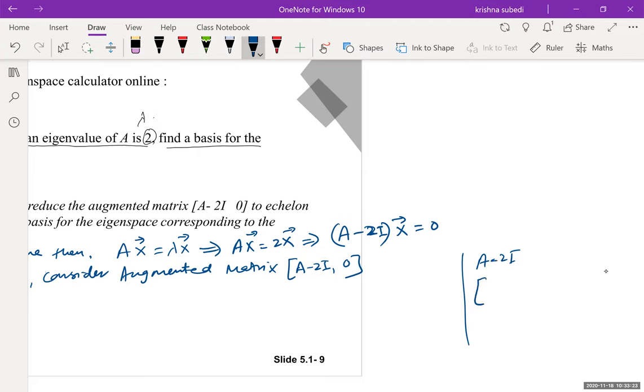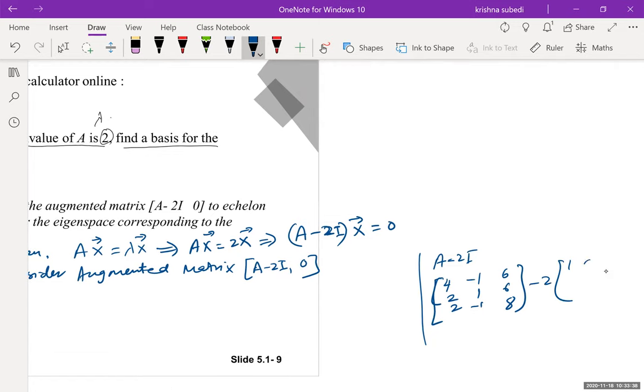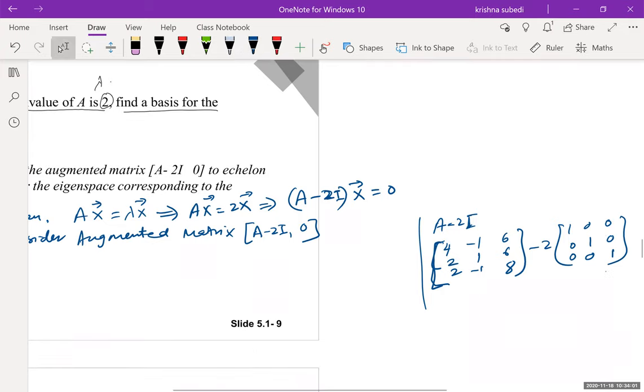A is given to be 4, 2, 2, minus 1, 1, minus 1, and 6, 6, 8, minus 2 times I, which is 1, 0, 0, 0, 1, 0, 0, 0, 1. Because in the earlier case, matrix A was 2 by 2, we considered the unit matrix of size 2 by 2. But here, the given matrix A is 3 by 3, so I consider the unit matrix as 3 by 3, so that the subtraction of these two matrices is defined. If you subtract, your result is going to be 2, 2, 2, minus 1, minus 1, minus 1, 6, 6, 6.